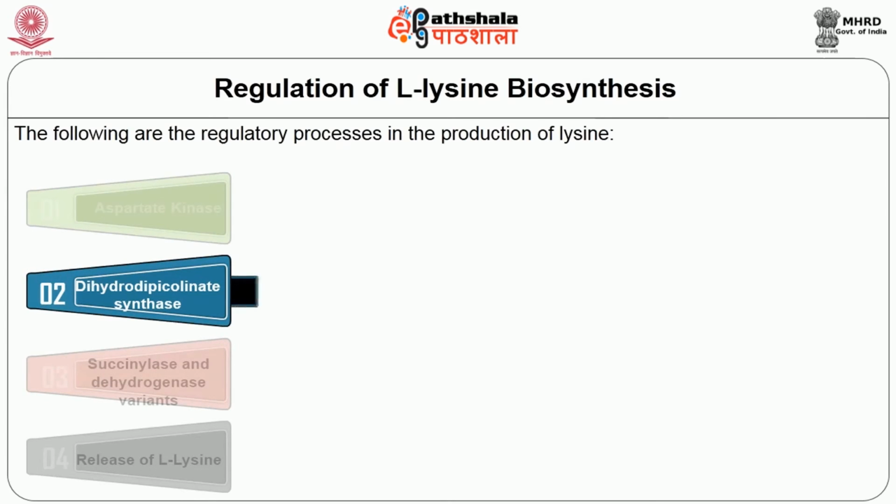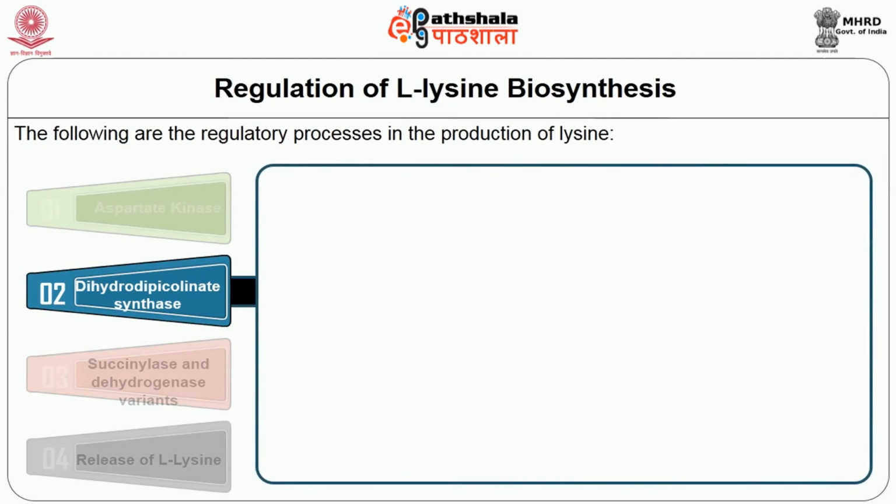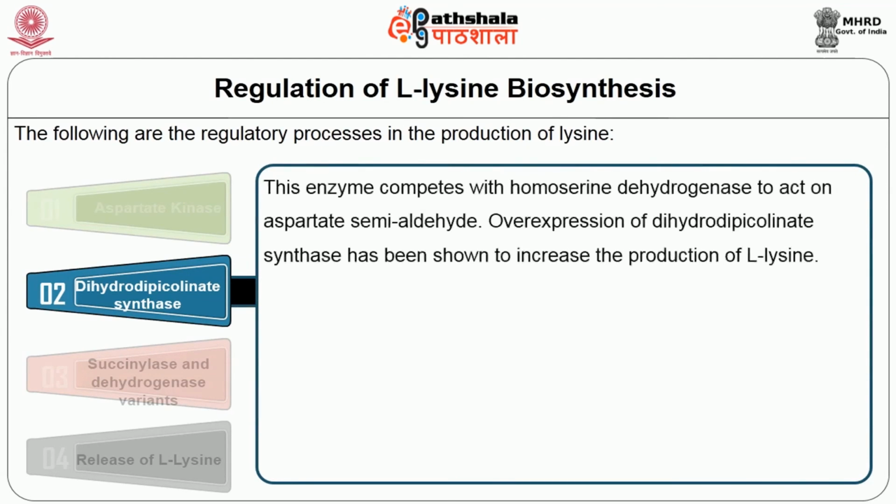Second important regulatory enzyme is dihydrodipicolinate synthase. This enzyme competes with homoserine dehydrogenase to act on aspartate semialdehyde. Overexpression of dihydrodipicolinate synthase has been shown to increase the production of L-lysine.